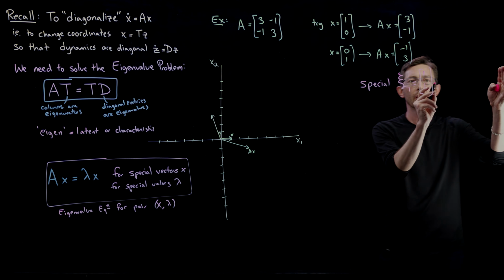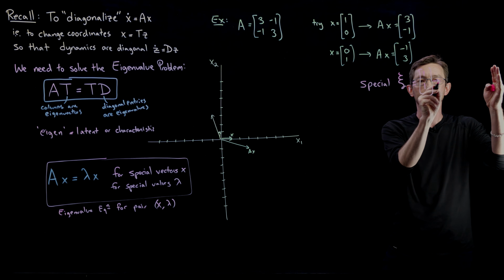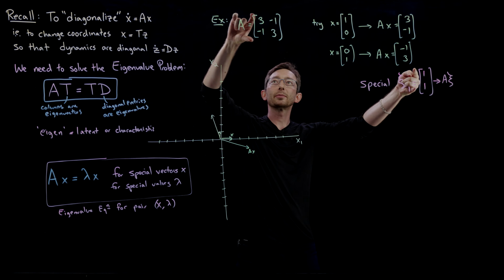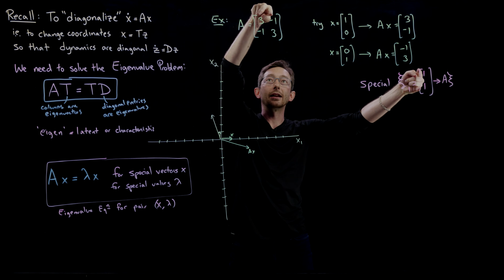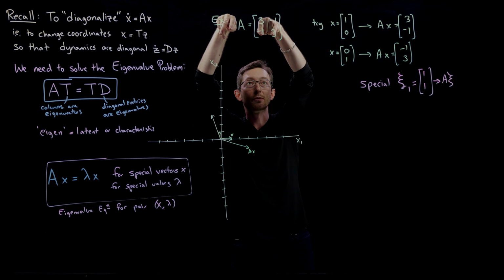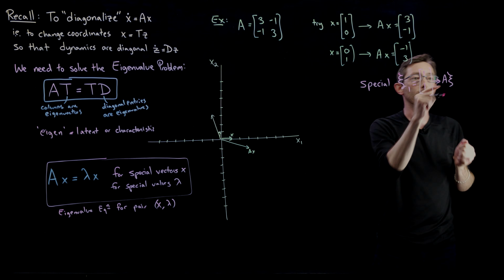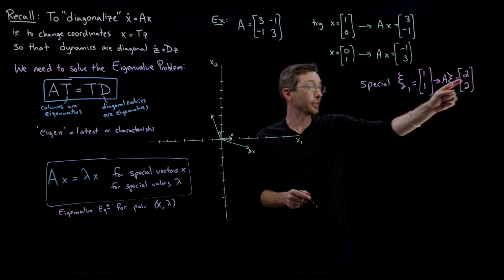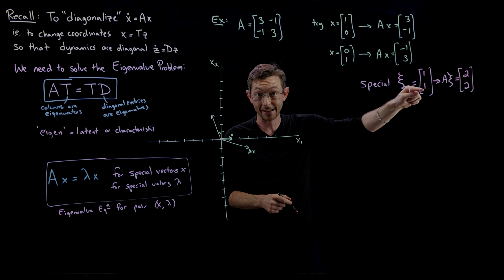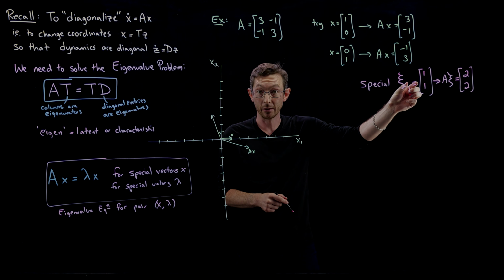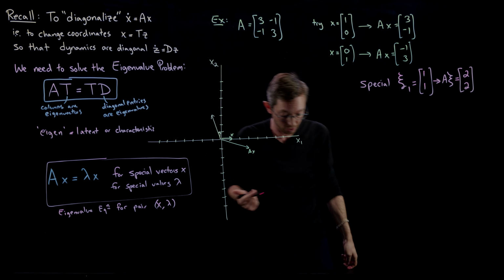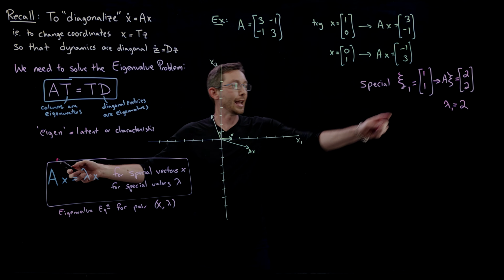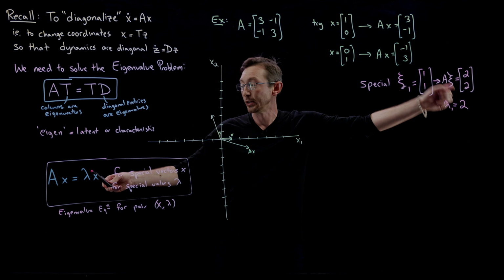Let's see if this is true. I'm going to multiply this by A. I'm going to take A times xi. What happens when I multiply A by [1, 1]? I get 3 minus 1 is 2, and minus 1 plus 3 is also 2. So this equals [2, 2]. And lo and behold, this actually is in the same direction as xi. It's exactly 2 times bigger than xi. It stretched xi by a factor of 2. So this is my lambda 1 equals 2. So A times xi is equal to 2 times xi. That's good.